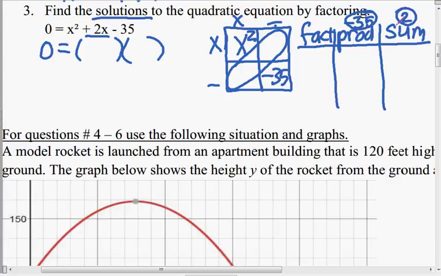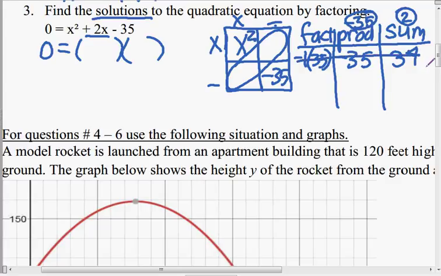So I'll start with my factors. Things that multiply to give me negative 35. I try negative 1 and 35. Negative 1 times 35 is in fact negative 35. But when I add negative 1 plus 35, I get 34. I don't get 2. So this one won't work. I'm not going to put an X there, because I don't want to confuse you with an X. I'll say that one doesn't work.